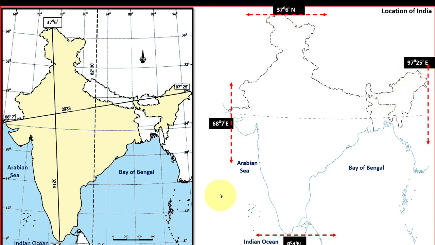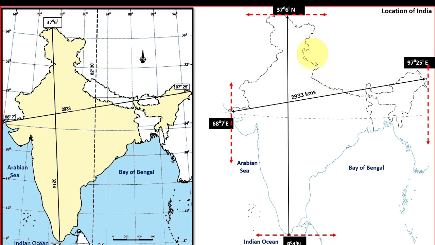So these are the four extreme points. Next, the distance between west to east is 2933 kilometers. The distance between north to south is 3214 kilometers. This is the distance from north to south and from west to east.